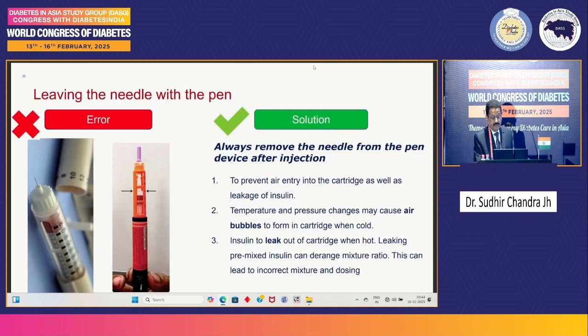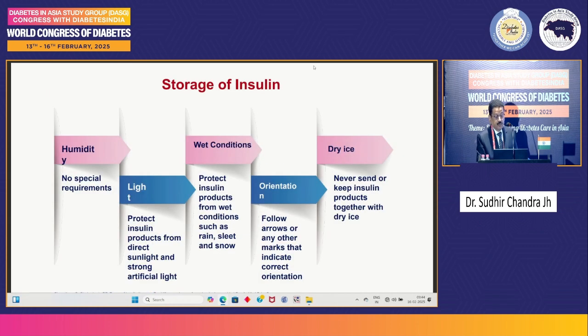Now, if the needle is left on the pen, air bubbles and leaking can also occur, so that has to be kept in mind. For storage of insulin, protection against light, direct sunlight and strong artificial light is highly recommended. It should be protected from wet conditions such as rain, sleet and snow, and never send or keep insulin products together with dry ice.